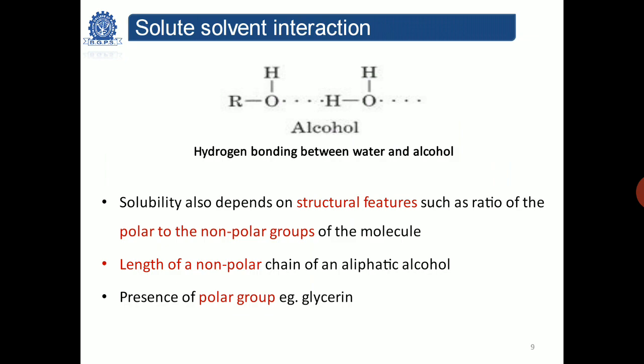So overall we can conclude that the ability of a solute to form hydrogen bonding, the ratio of polar to non-polar groups in the molecule, the length of the non-polar chain, and the presence of polar groups in the given drug substance, these are the mechanisms which are responsible for the solute-solvent interactions in the case of polar solvents.